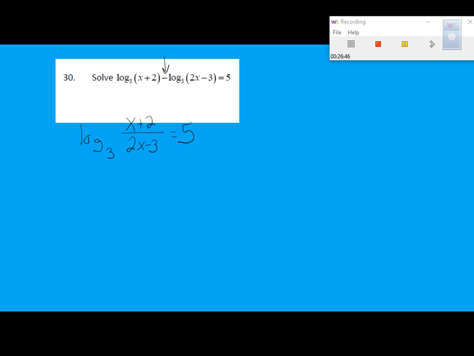If I write this as an exponential, I've got 3 to the 5th equal x plus 2 over 2x minus 3. If I start solving this, I've got 243 equal x plus 2 over 2x minus 3. If I cross multiply, I'm going to get 486x minus 729 equal x plus 2.